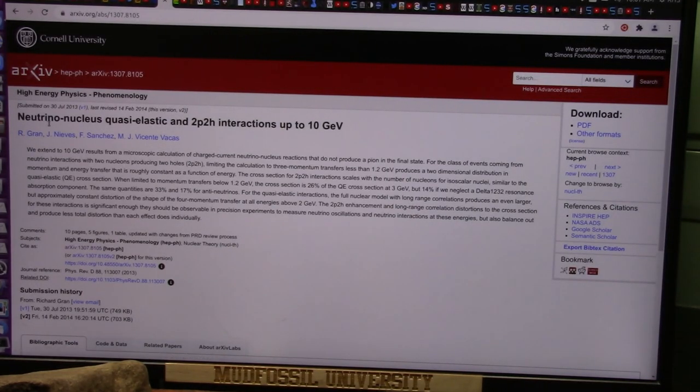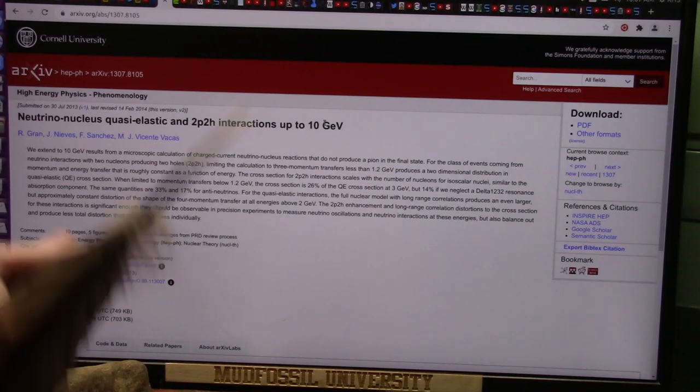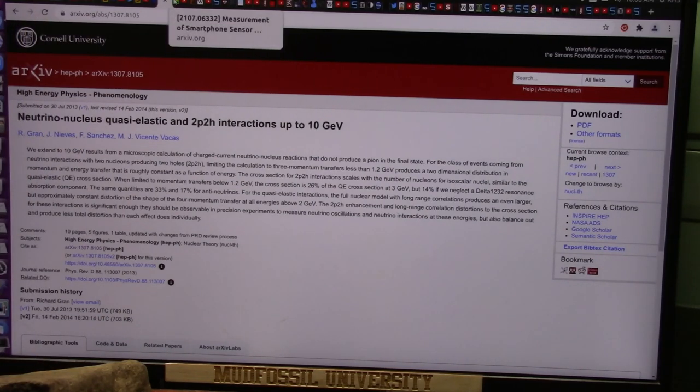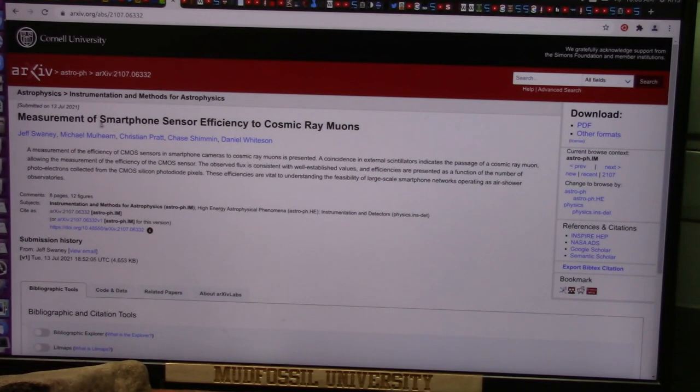They also found these neutrino nucleus quasi-elastic events, two particles, two holes, they called them, which is the blacks and the whites, two whites and two blacks. And then they created excess energy when you got to a certain input energy. Now, this shows they were measuring smartphones. Smartphones are used to look at these cosmic ray muons. Muons are muons. I don't care if they're cosmic rays. We made them by crushing the fields with the Warren effect. So this is new.